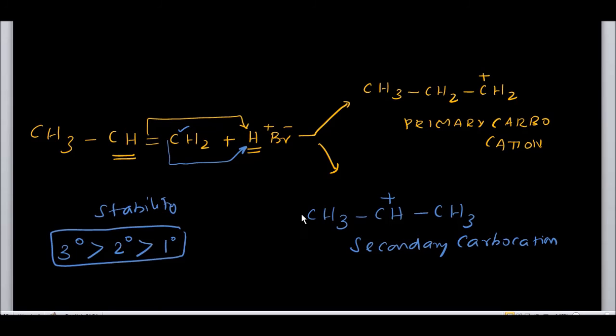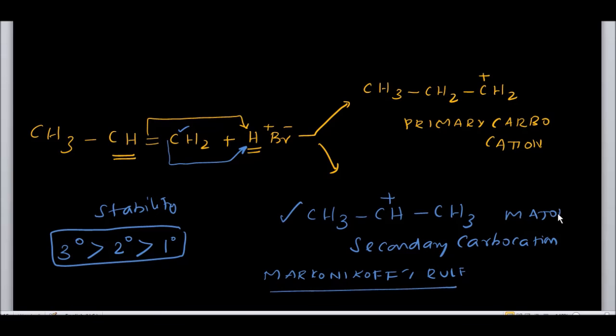So in this particular case, the most stable secondary carbocation is obtained only by following this rule, Markovnikov rule. So that's the reason why 2-bromopropane is the major product. This is the major product. And this one is minor product.